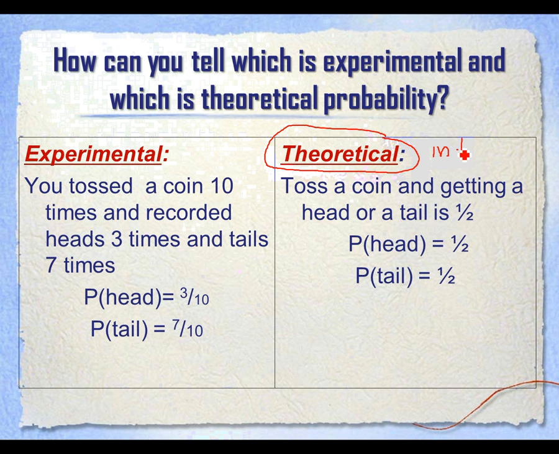In theory, we should spin a spinner that has 6 sections, and we should get that section 1 out of 6 times. That's in theory. That's what should happen. Experimental probability is what could happen. It depends on the experiment.